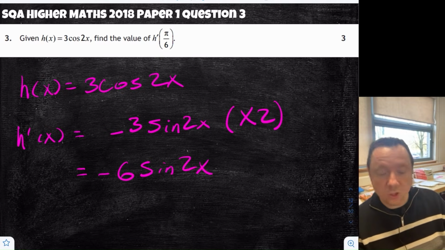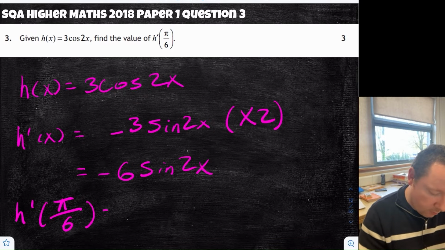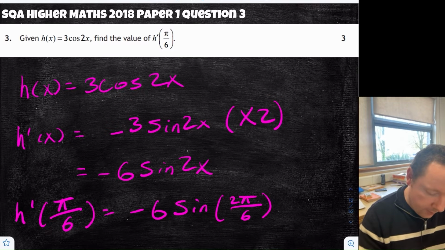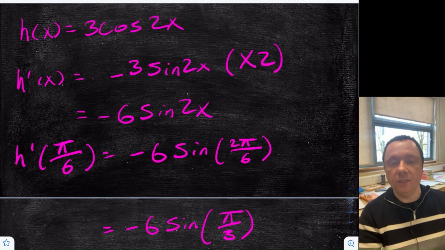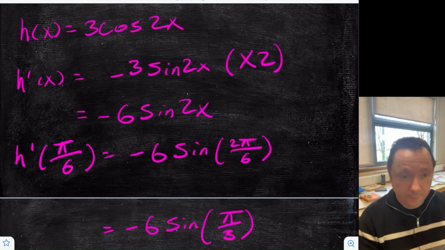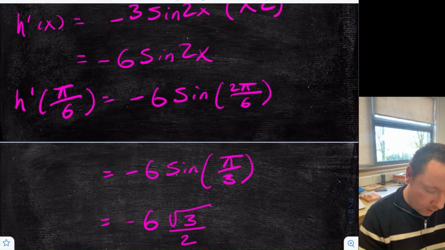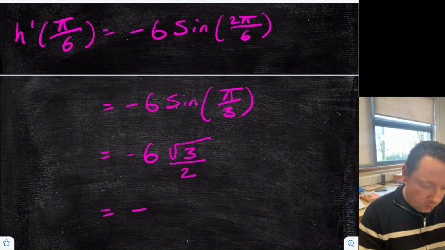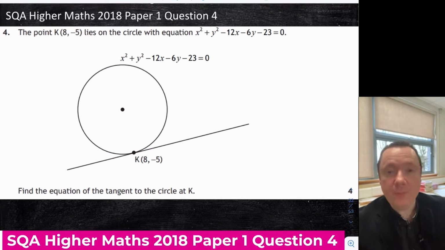This is a paper 1 question, so it's an exact value question. So h dash pi over 6 is equal to minus 6 times sine 2 pi over 6, subbing it in. That equals minus 6 times the sine of pi over 3. Or if you prefer to work in exact values in degrees, that would be 60. So that equals minus 6, the sine of 60, root 3 over 2. 6 divided by 2 is 3, so it's minus 3 root 3. And we're done there.